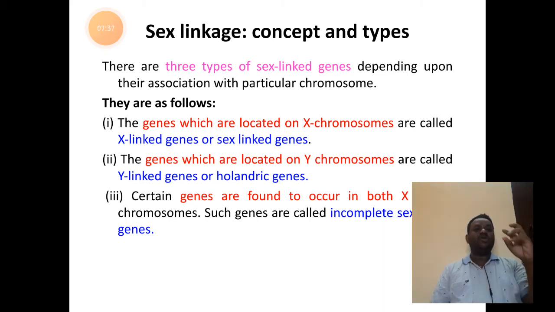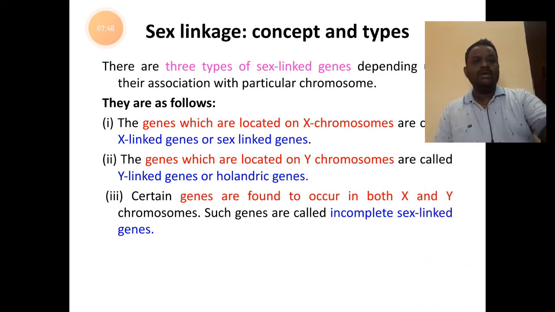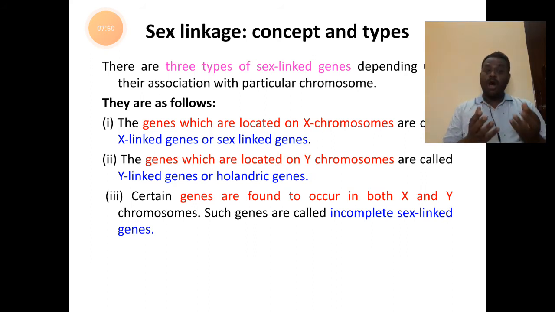Genes present on the X chromosome are called X-linked genes or sex-linked genes. Genes present on the Y chromosome are called Y-linked genes or Holandric genes. Genes that are seen in common, present on both X and Y, are called incomplete sex-linked genes.